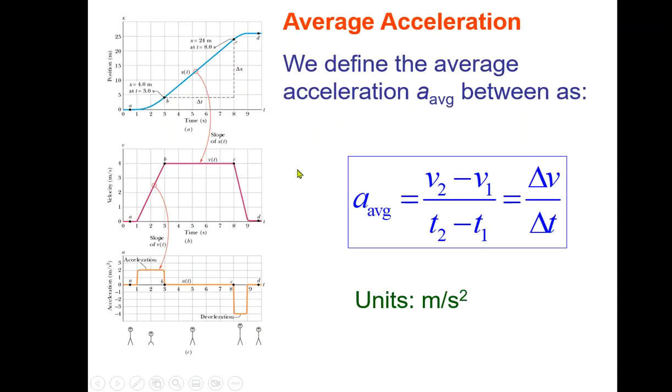Your average acceleration is just simply like the average velocity, which was the change in position over time. This is the change in velocity over time. Notice this is meters per second. We're going to divide by seconds again, so meters per second squared.